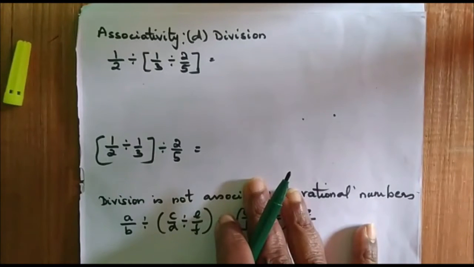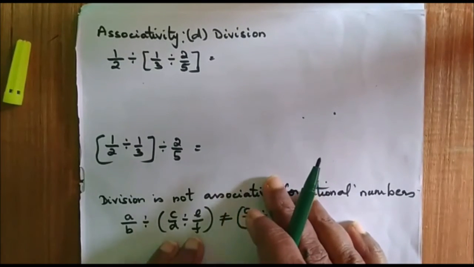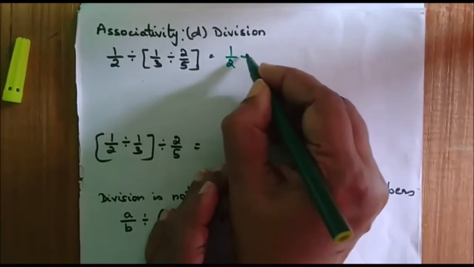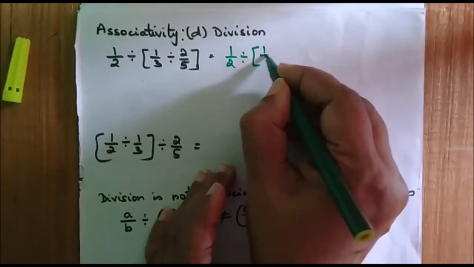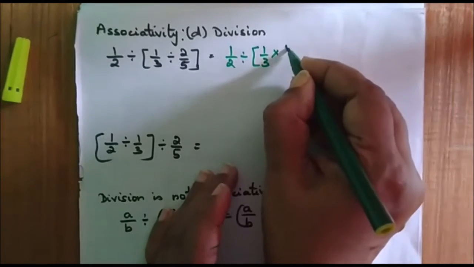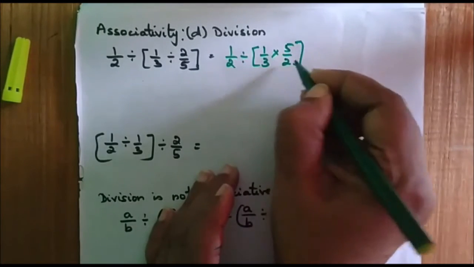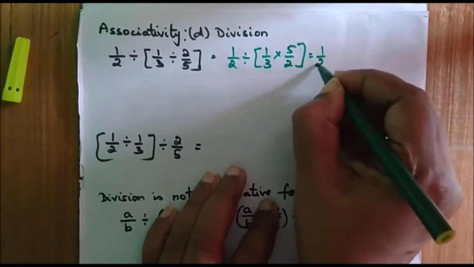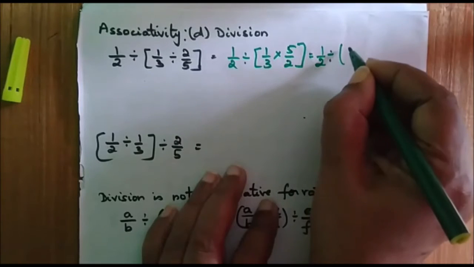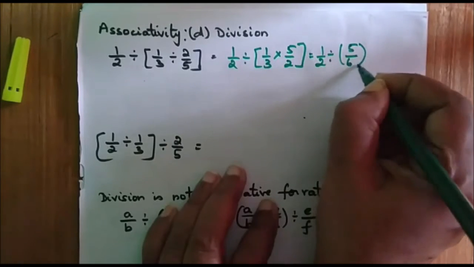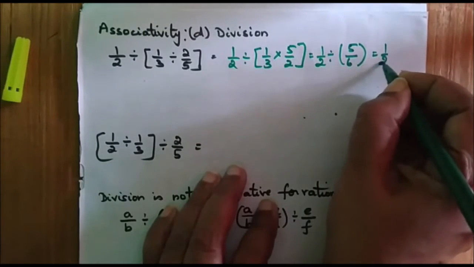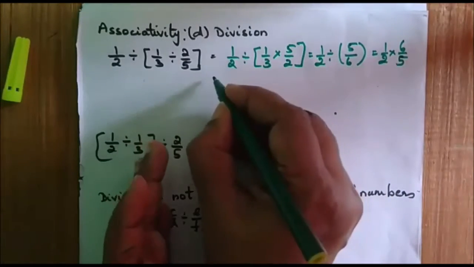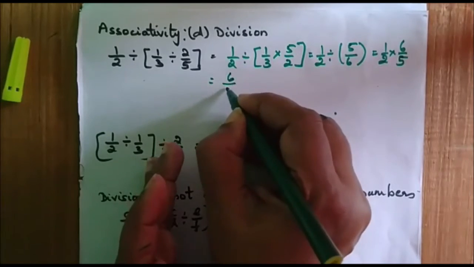Okay. Now let us check in the case of division. Associativity in the case of division. So first within the brackets let me solve it. So 1 by 3 divided by 5 by 2. Okay, I have to multiply it, isn't it? So I will multiply it with the inverse. So what do I get? 5 by 6. Now this is nothing but 1 by 2 divided by 6 by 5, which is equal to 6 by 10.